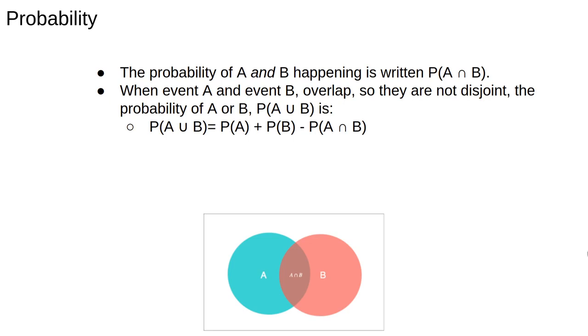In this case, the probability of A or B happening is given by the equation: the probability of A union B is the probability of A plus the probability of B minus the probability of A intersection B. That is, we add the probabilities of A and B and subtract off the intersection to avoid double counting.